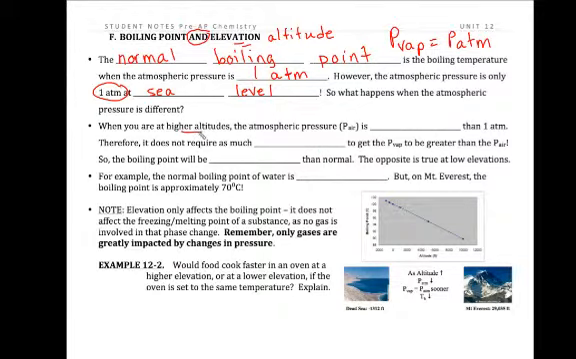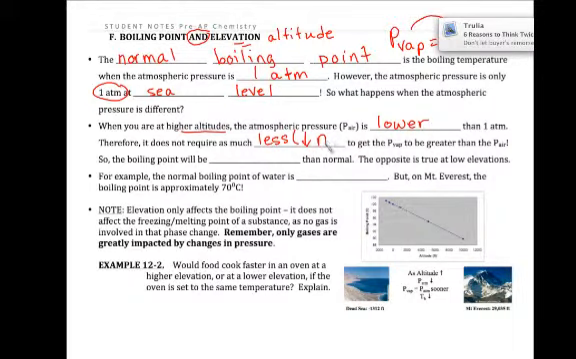Now, when you're at higher altitudes, the pressure of the air is lower than 1 atmosphere. So the vapor pressure equals the pressure of the atmosphere sooner. So it takes less energy because we need fewer moles of our gas to get the vapor pressure to be equal to the pressure of the air. So the boiling point will be lower than normal. Now, at low elevations, it's higher.